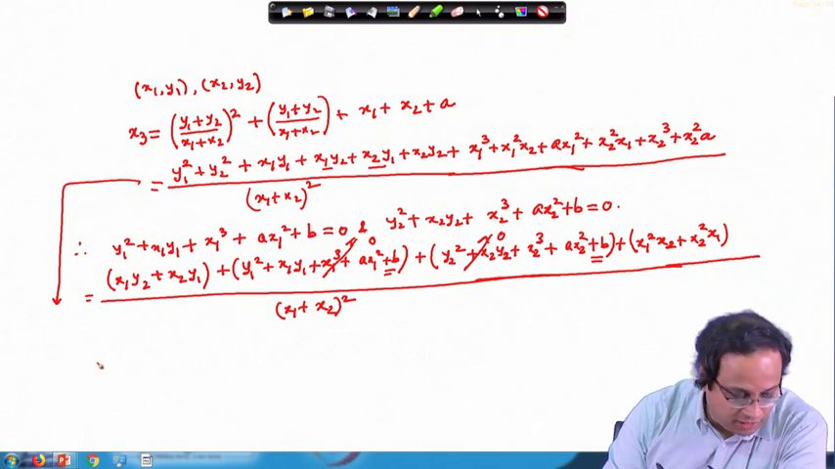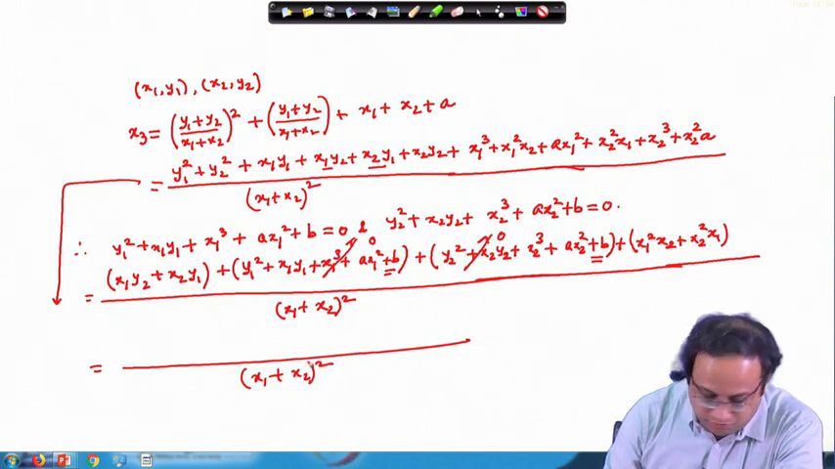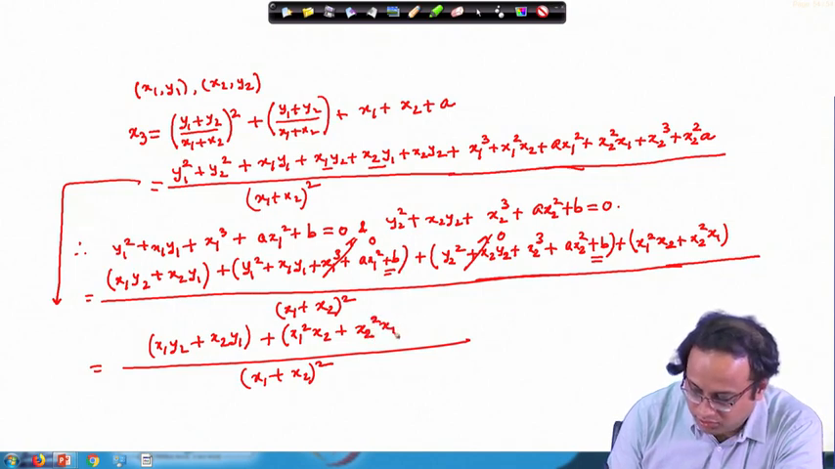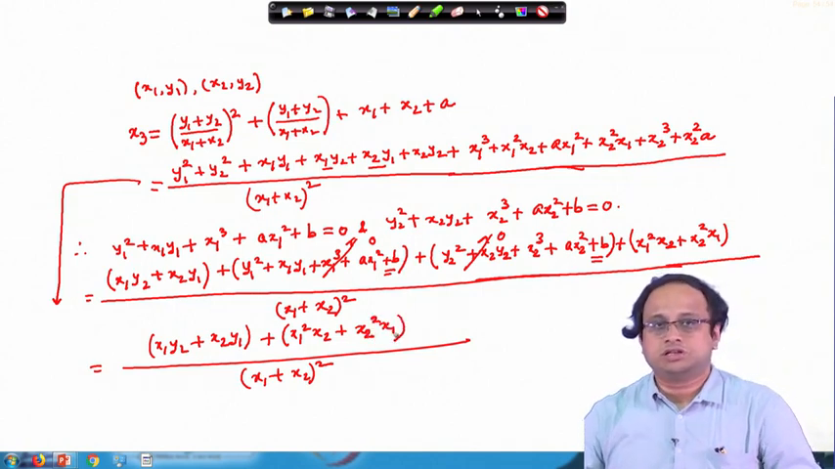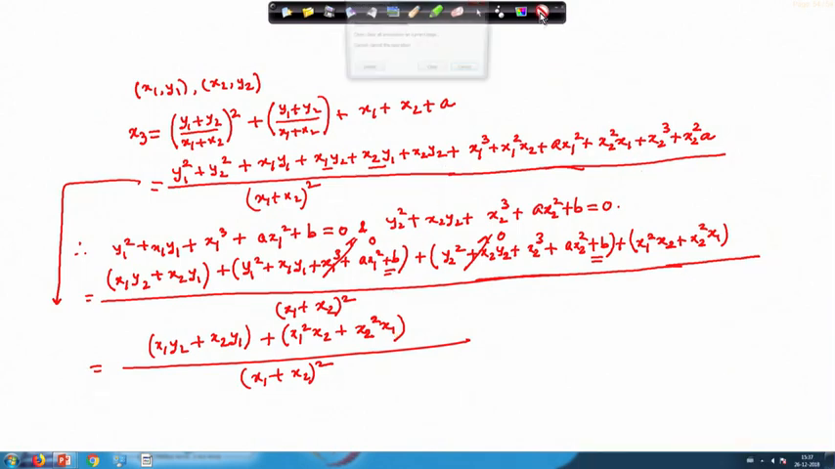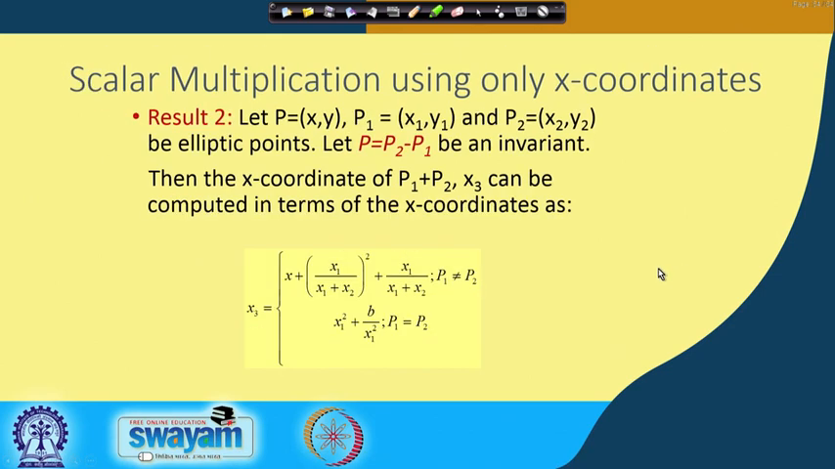Therefore, finally, I have got this result where I can write the numerator. So, the denominator is x1 plus x2 whole square, and in the numerator I have got x1 y2 plus x2 y1 plus x1 square x2 plus x2 square x1. Okay, so this is essentially nothing but the addition operation, and that is the result that we have here, and that is very much this equation.